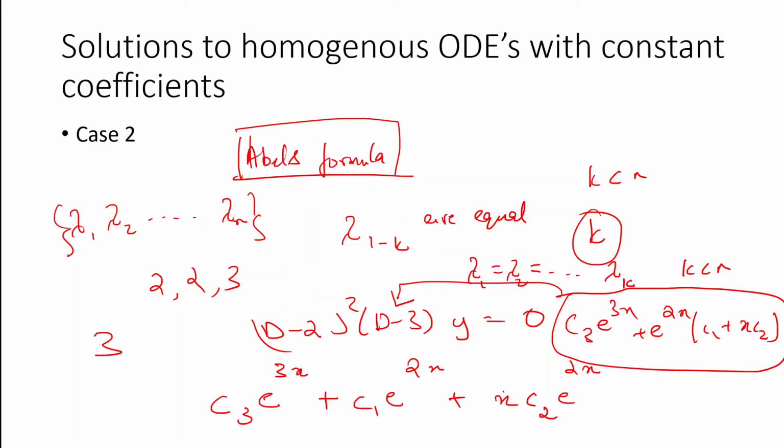We multiplied it by x. Like that, if it was 2, 2, 2, 3, we would add one extra term, x squared e power 2x. If there was one more, it would be x cube, one more x power 4. So we keep adding the powers of x times that constant into e power 2x, and we would write the final general solution like that. Abel's formula is used to derive this method, but I won't look into that.